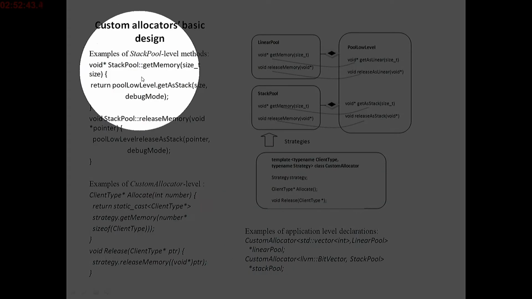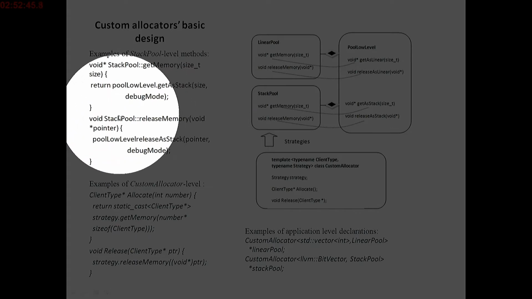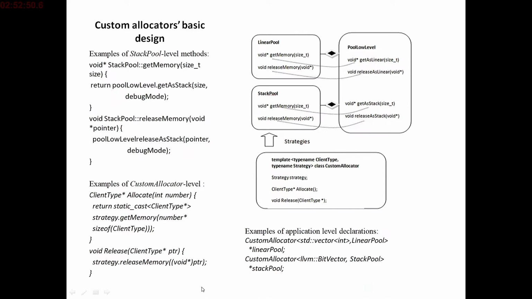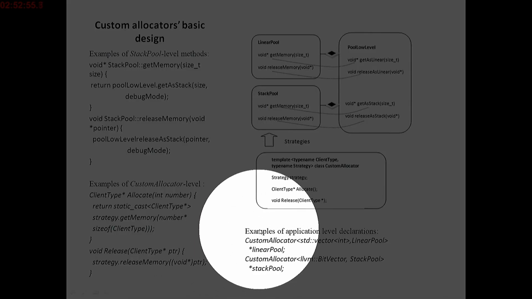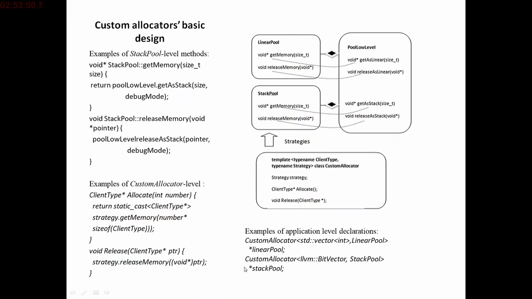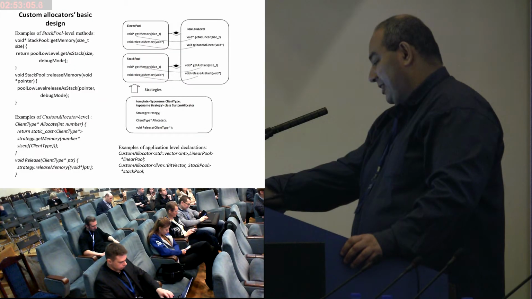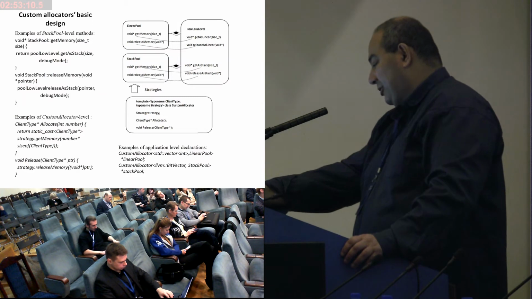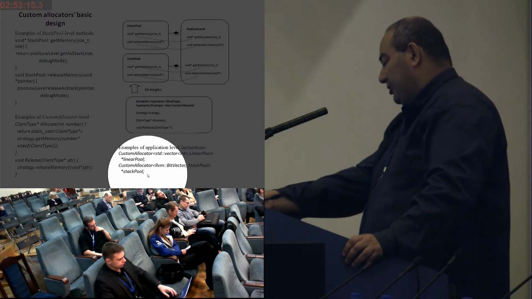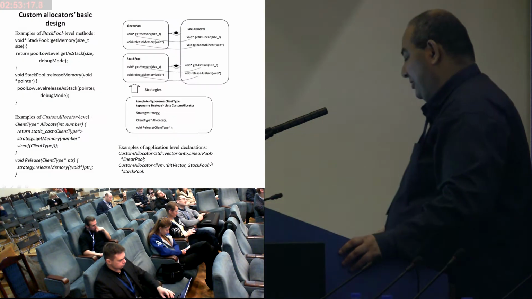How the level looks like. Strategy, stack pool, how it looks like on the level of template and on the level of declaration at the highest level. When a user wants to apply something from this library, that's how he declares the allocator. He says what he's allocating, the vectors, and according to what strategy, linear. What he's going to allocate, bit vector, and what strategy, stack.